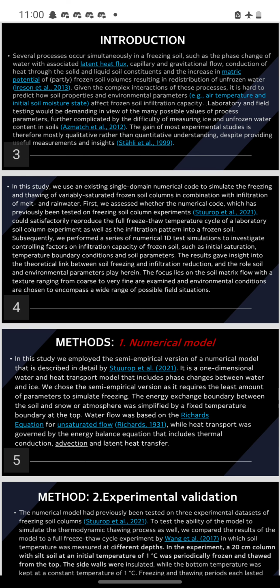Methods of numerical model. In this study, we employed the semi-empirical version of a numerical model that is described in detail by it. It is a one-dimensional water and heat transport model that includes the phase changes between water and ice. We chose the semi-empirical version as it requires the least amount of parameters to simulate freezing. The energy exchange boundary between the soil and snow or atmosphere was simplified by a fixed temperature boundary at the top. Water flow is based on the Richards equation, while heat transport is governed by the energy balance equation, which includes thermal conduction and the reduction of latent heat transfer.